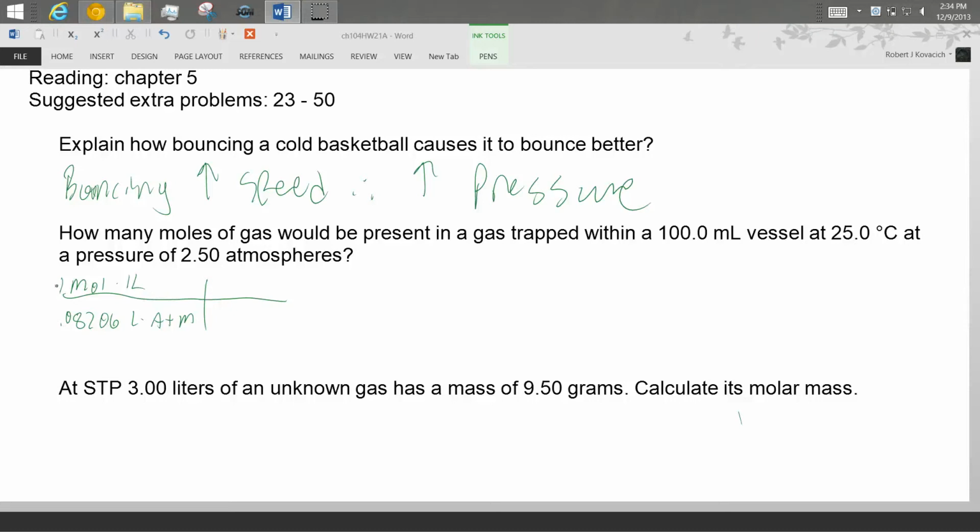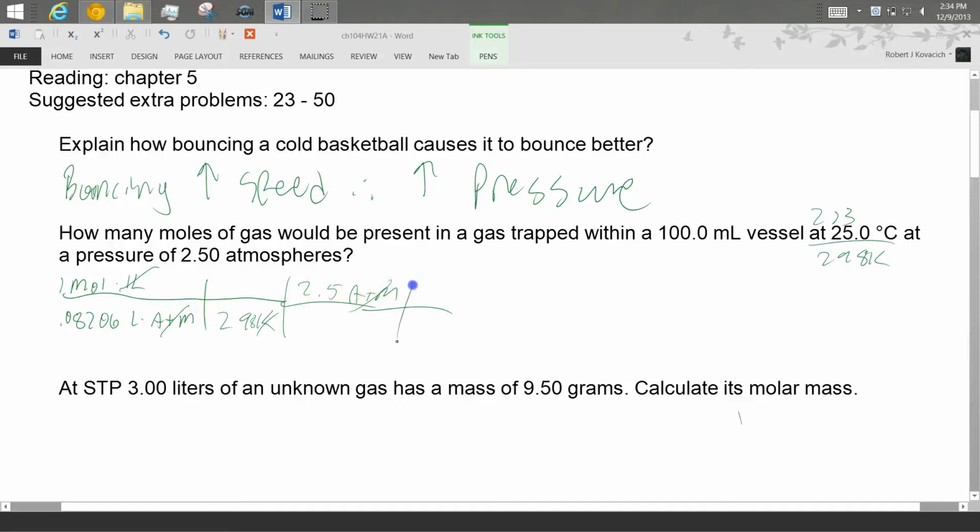I need to get rid of the atmospheres, and I need to get rid of the Kelvin. So let's do the Kelvin part. 273 plus 25, and I get 298 K. If I put 298 K down here, I can cancel out the Kelvin unit. And then the atmospheres is easy. It's 2.5 atm, and I can cancel out the atmospheres. And then I've got 100 milliliters, and 1,000 milliliters is 1 liter. So the milliliters cancel, and then the liters cancel. And I got 0.01 mole.